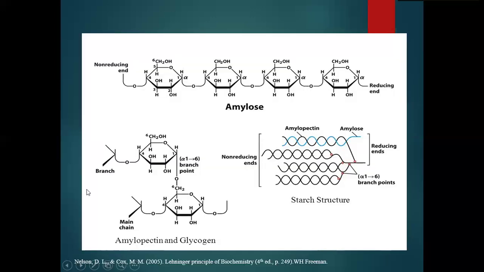Now, this is the structure of amylose. It has a non-reducing end and a reducing end, and its sugar molecules are linked in the alpha 1,4 linkage. For amylopectin, there is always branching at the alpha 1,6 linkage. So both amylose and amylopectin are found in starch. They are the forms in which starch exists in the crystalline form.